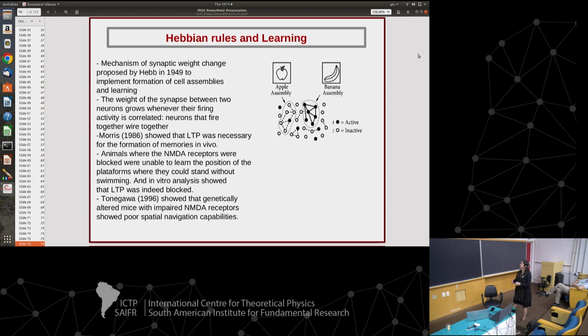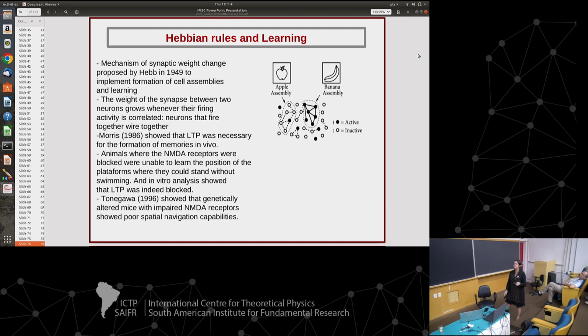Hebbian rules and learning. Okay, neurons that fire together, wire together. Perhaps they could be related or not, but then a lot of different experiments happened to show that this is probably true. So these ideas of neuronal assemblies that are related to our perception, that are related to specific objects, have been tested in very different experiments.